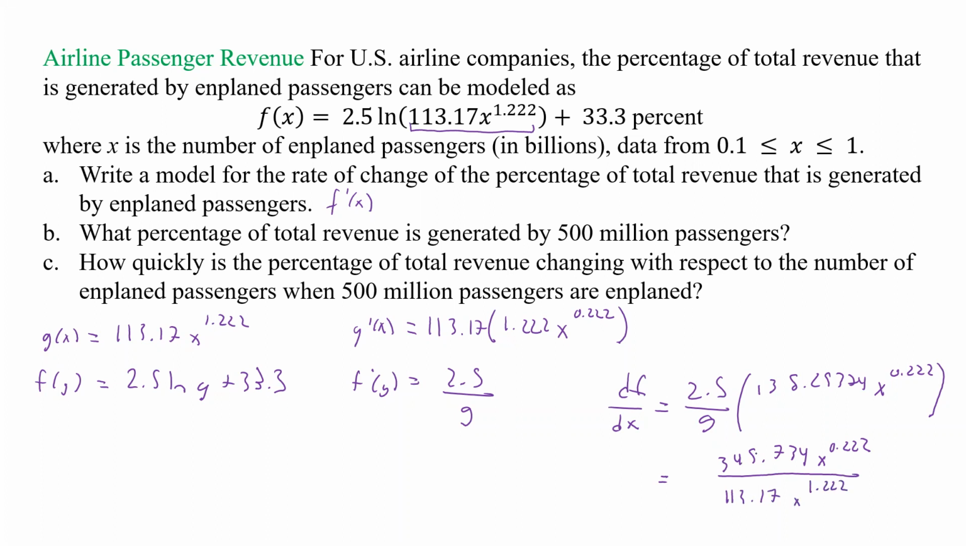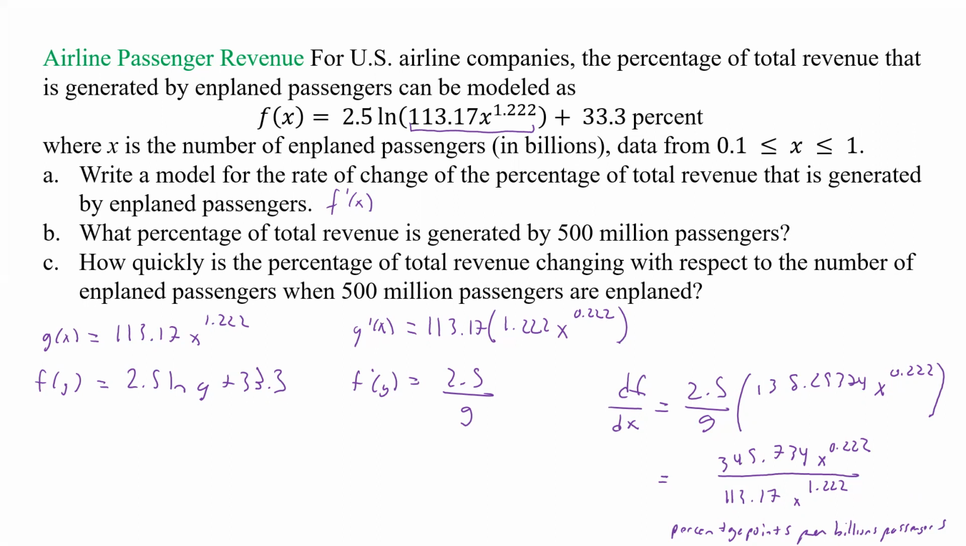Okay, so that's going to be our function. And what is it going to tell us? Well, it's going to be percent, let's call it percentage points, per, and x is in billions, so billions of passengers. And so that's going to be our rate of change for that revenue.